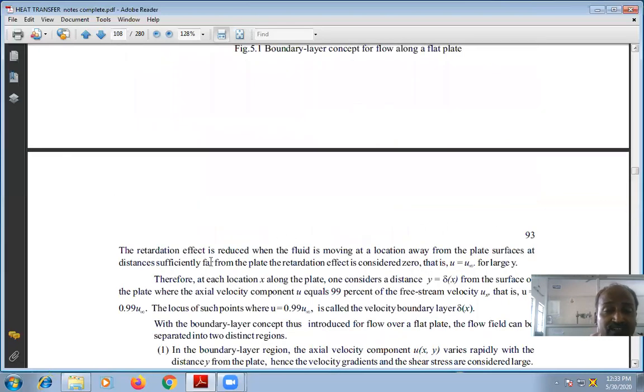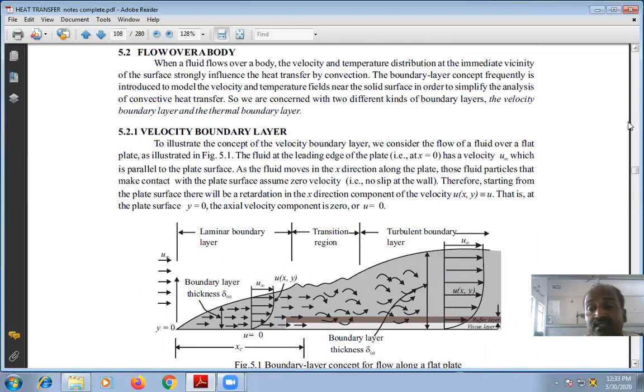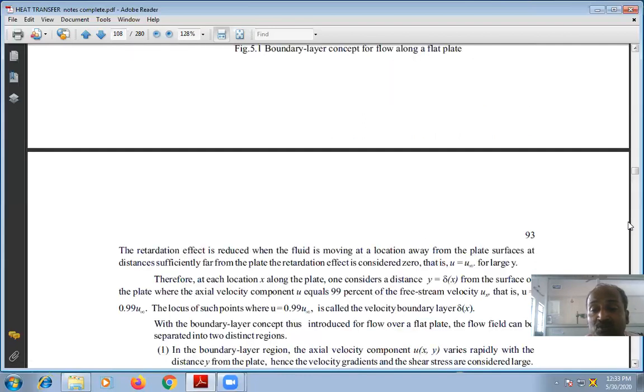The retardation effect is reduced when the fluid is at a location away from the plate surface, and at a distance sufficiently far, the retardation effect is considered zero. You can see the retardation is reduced here, and the velocity increases. Up to about 99.9 percent of the velocity is achieved here, because of the sudden stoppage at the surface: laminar, then transition, then turbulent. This is how such a velocity boundary layer forms.